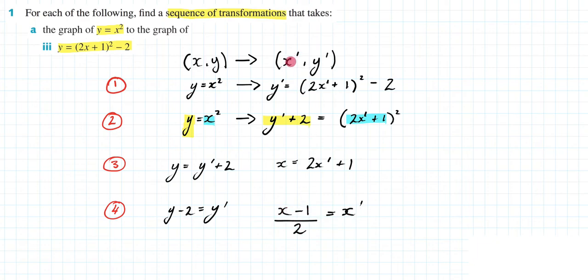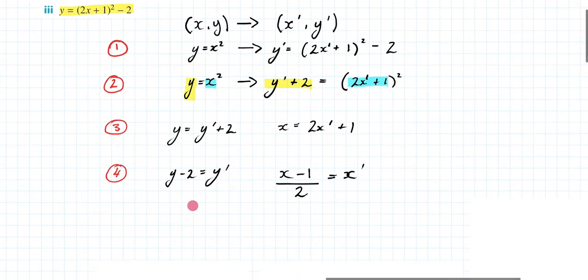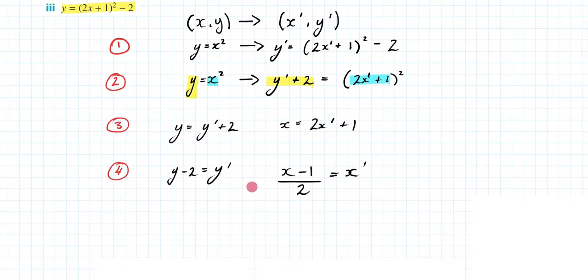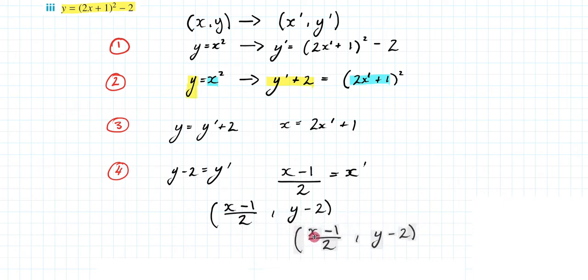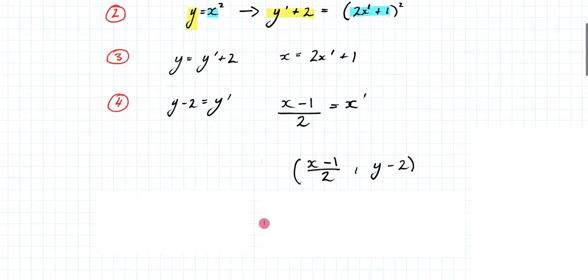So up here, in this spot, I can put (x minus 1) over 2, and in this spot, I could put y minus 2. So let me write it down normally first. Let me not get ahead of myself. So I have (x minus 1) over 2, and in my y dash spot, I have y minus 2. Okay, now, I'm going to grab this, and I'm going to put this over here. Let me come down a bit.